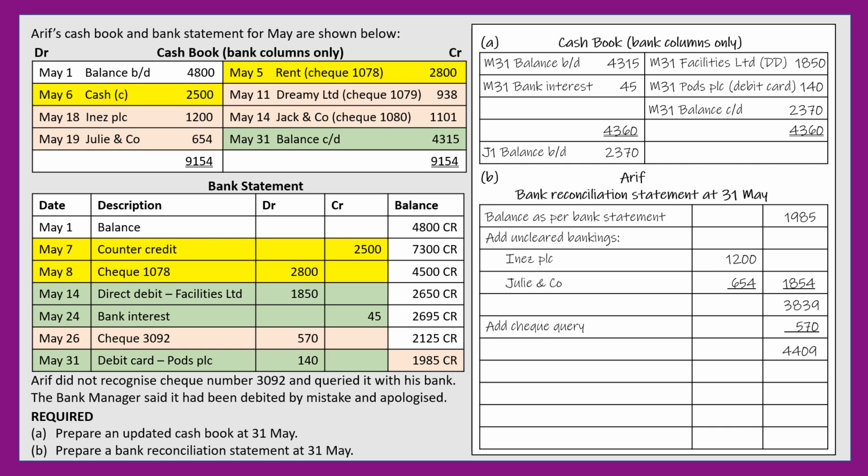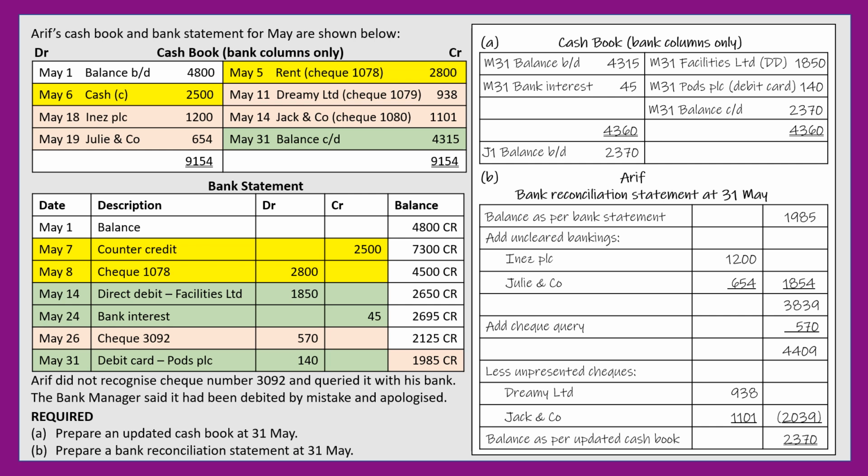And then finally, I look at the credit of his cash book, and we can see he's got two checks that he's written, check number 1079 and 1080 to Dreamy Limited and Jack & Co. And they're not yet showing up on the bank statement either. There's obviously been a bit of a delay in getting these processed. But he knows when those checks do get processed, it's going to reduce his bank balance. So these are what we call the unpresented checks, checks that Arif has written that haven't yet, for whatever reason, been presented to the bank for payment. So Dreamy and Jack & Co. When they do get presented, that's going to reduce his balance by 2039.